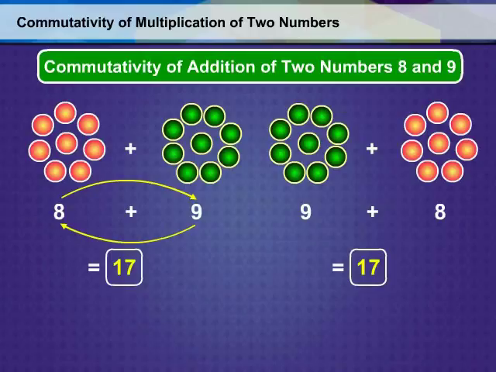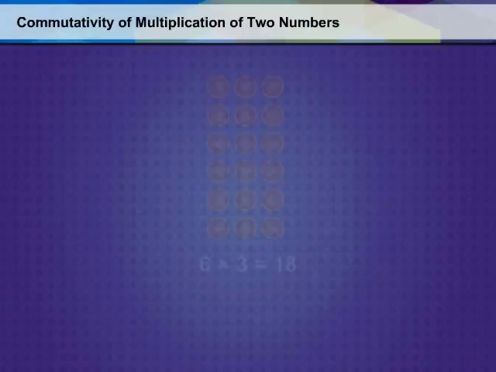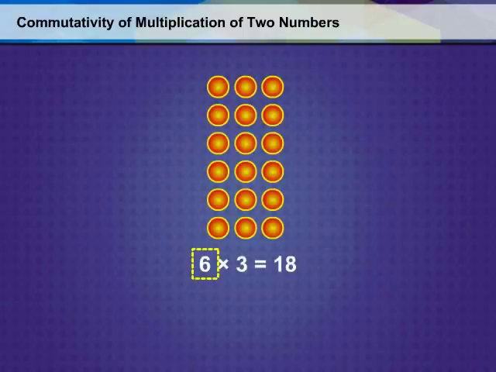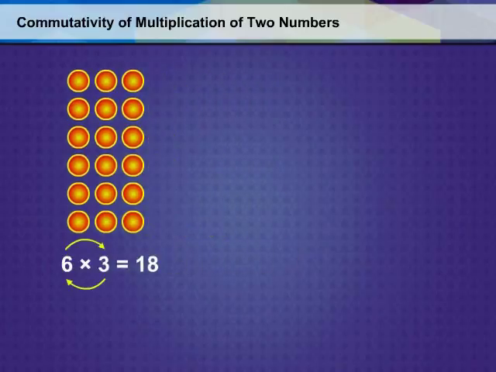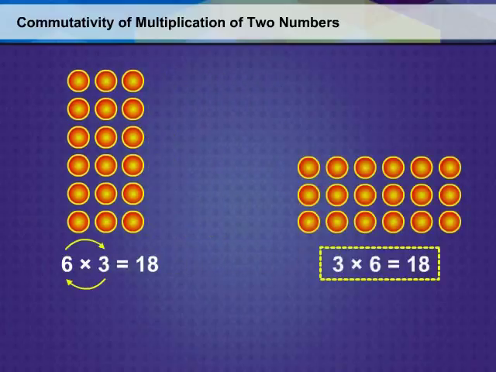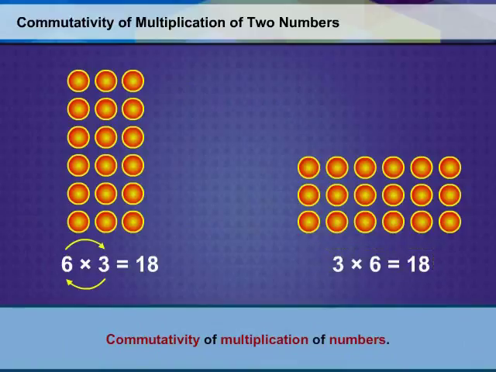Like addition, the commutativity property is used in multiplication also. For example, let us multiply 6 with 3. We get 18. Now interchange the numbers. Here we can see that we get the same number, that is 18. This property of numbers is known as commutativity of multiplication of numbers. Here also, commuting, that is interchanging the order of numbers in multiplication, does not change the product.